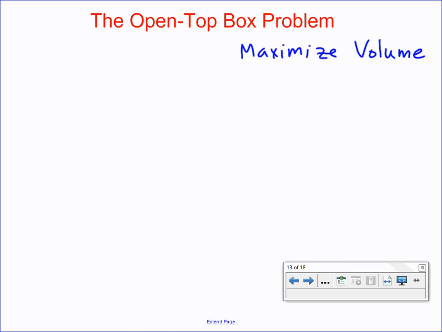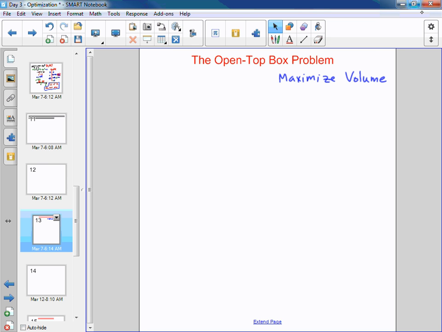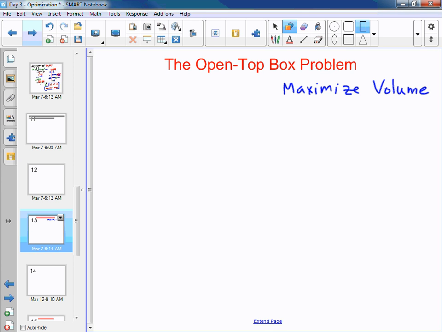And let's go ahead and do step 2, draw a picture and label with relevant quantities. So here we go. We'll make a box. Let's see if I can get our 8.5 by 11. So if we had our 8.5 by 11, and then we went ahead and cut out squares from the corners of dimension x.